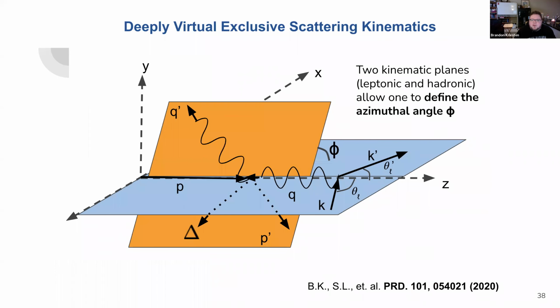And this is, for instance, what the kinematic scattering planes look like. You have a lepton plane in which the lepton scattering process happens, and you have a hadronic plane, this orange plane, out of which the final state hadron gets emitted. These two kinematic planes allow one to define this azimuthal angle phi, which is critical to extracting information from cross sections.